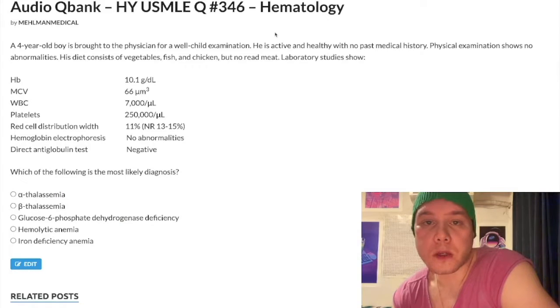How's it going, guys? So, exceedingly high yield question for hematology for Step 1 as well as pediatrics for 2CK. I will cut to the chase, tell you exactly what you need to know to increase your score, sans all of the superfluous horseshit, okay?